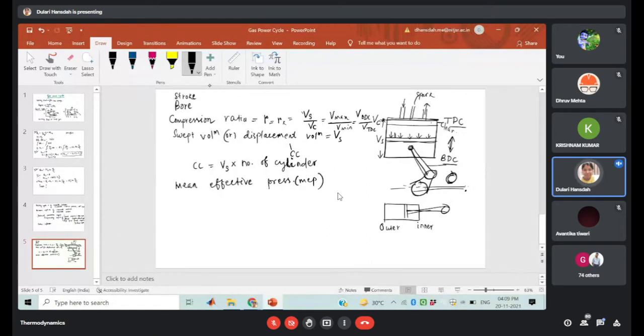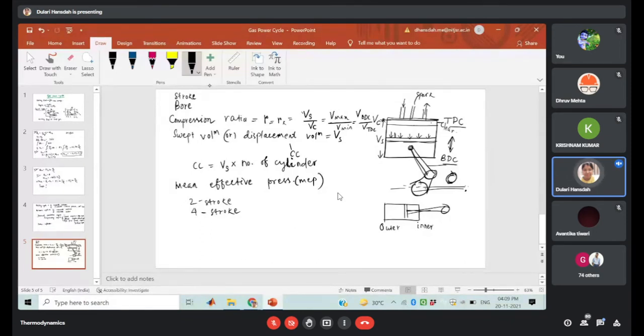So that is known as your mean effective pressure. Okay, if you have an idea, there we are having the two-stroke engine and four-stroke engine, right? Two-stroke engine means all the processes will complete in two movements of the piston. Four-stroke means all the processes will occur with four movements of the piston.